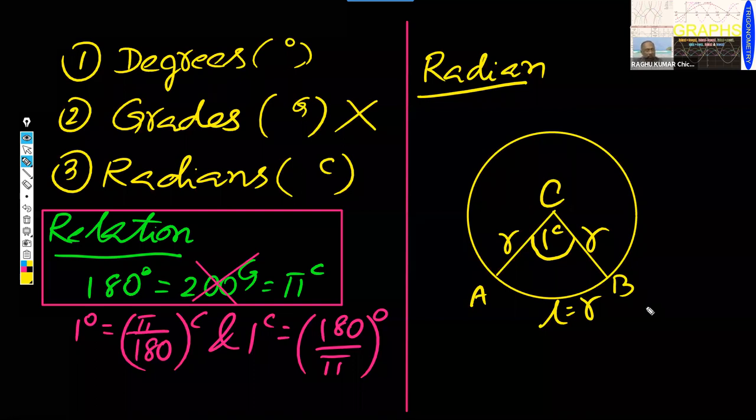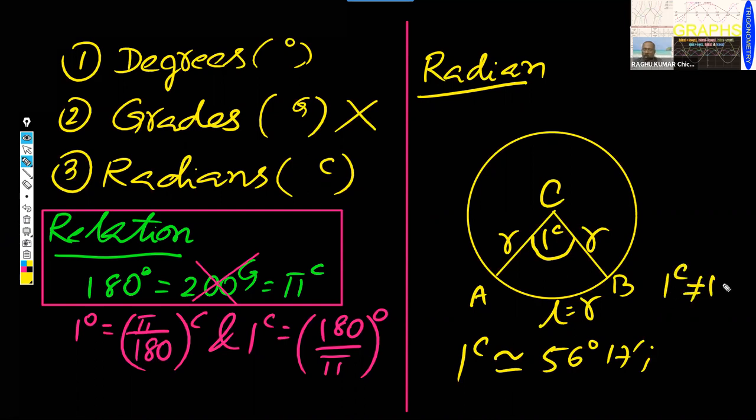This one radian value is approximately 57 degrees. Just remember the approximate value, because you will be applying it in the problems. One radian is equal to around 57 degrees 17 minutes or so, and you can see the exact value in your textbook also. But what we need is that you remember one radian is around 57 degrees, because we will be using that in the problems. You should not get confused between 1 degree and 1 radian. If nothing is mentioned, then it is nothing but radian. One radian is not equal to 1 degree. Generally, students get confused between radian and degree. So you must understand this.